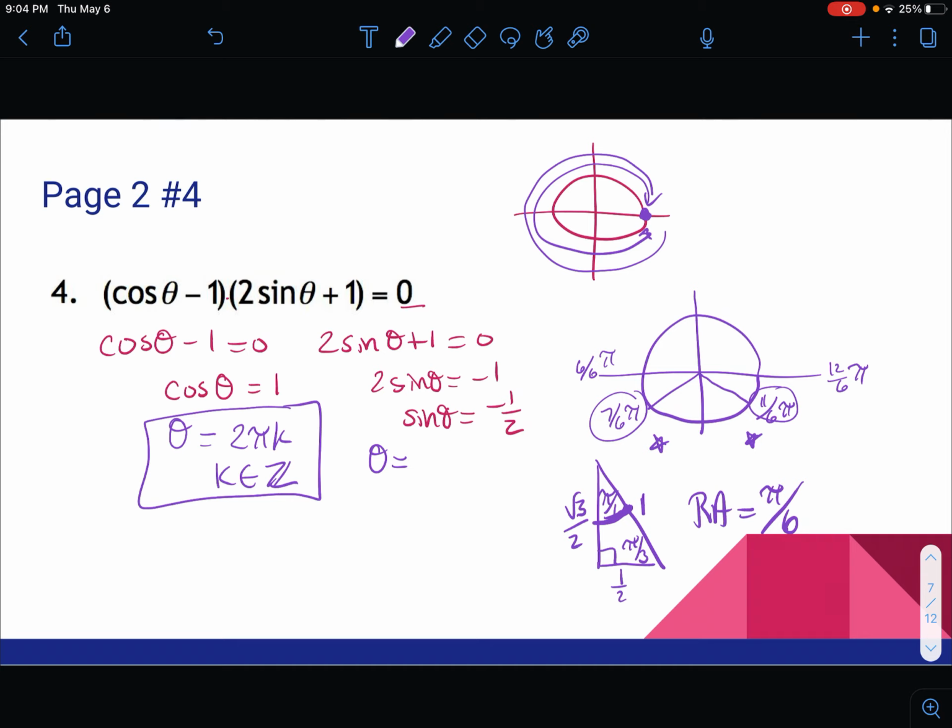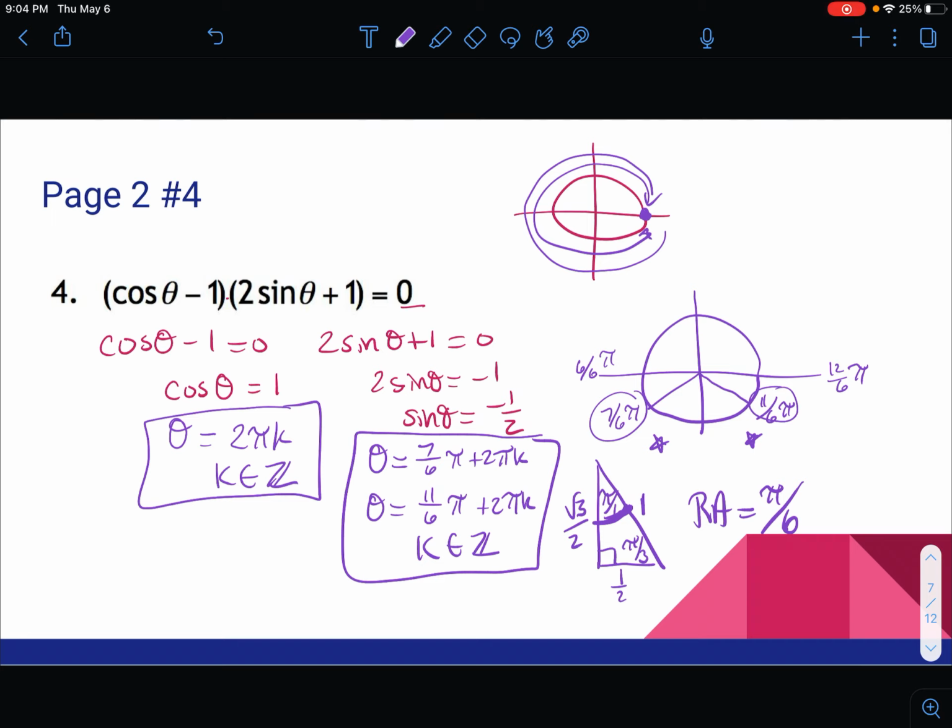So we say, okay, theta is 7/6 pi plus 2 pi k. Because again, I can get all the way back around with a full rotation. And then theta is also 11/6 pi plus that full rotation. And we always say where k is an element of the integers. So infinite solutions, and we also see different locations for these solutions based on those two smaller equations that we solved.